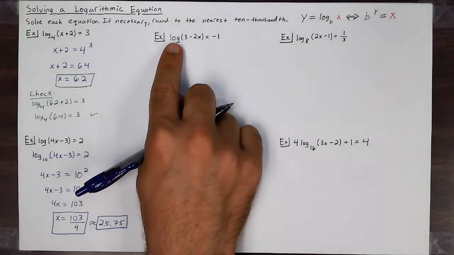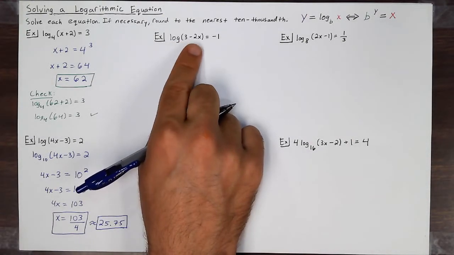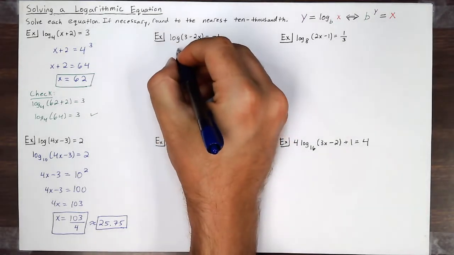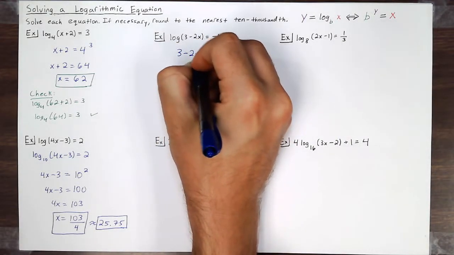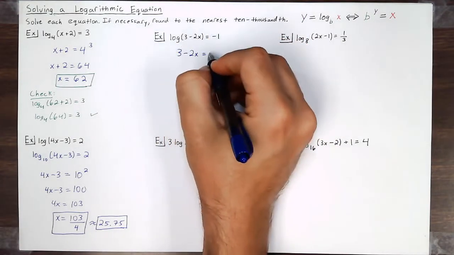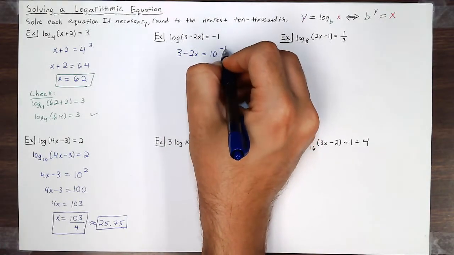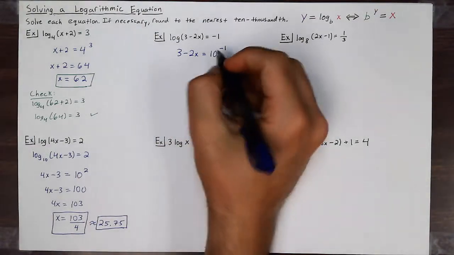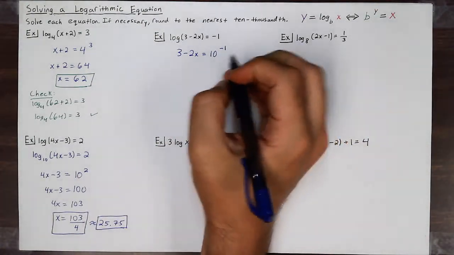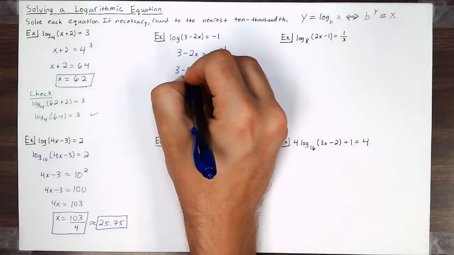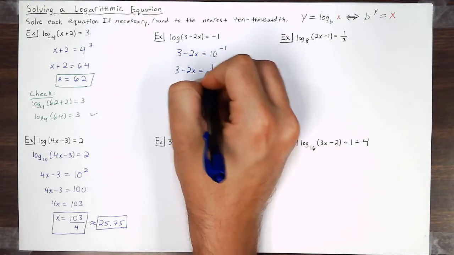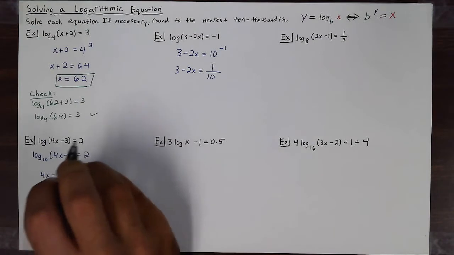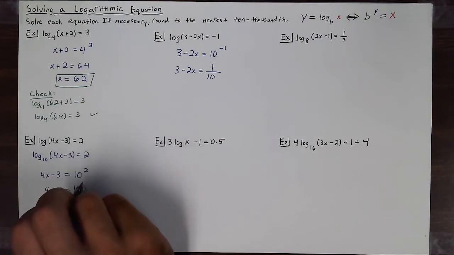Now we have log of 3 minus 2x. Again, that's assumed to be log base 10, so we can rewrite this in exponential form as 3 minus 2x is equal to 10 to the negative 1 power. So that negative 1 is the exponent. Now, 10 to the negative 1 is a fraction, so we'll have to rewrite that as 1 over 10 to the first, which is just 1 over 10. And then we can subtract 3 and then divide by negative 2.